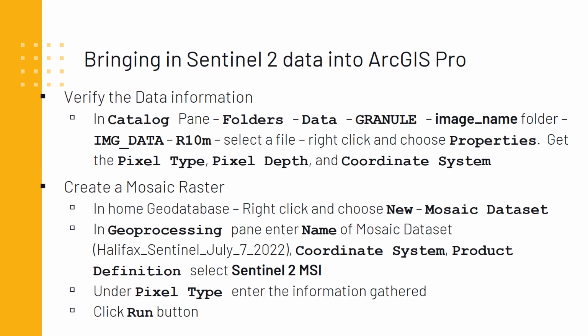Select any of the files that are there. Right click on any of those files and choose properties. Then take a look and gather information about the pixel type, the pixel depth, and coordinate system.